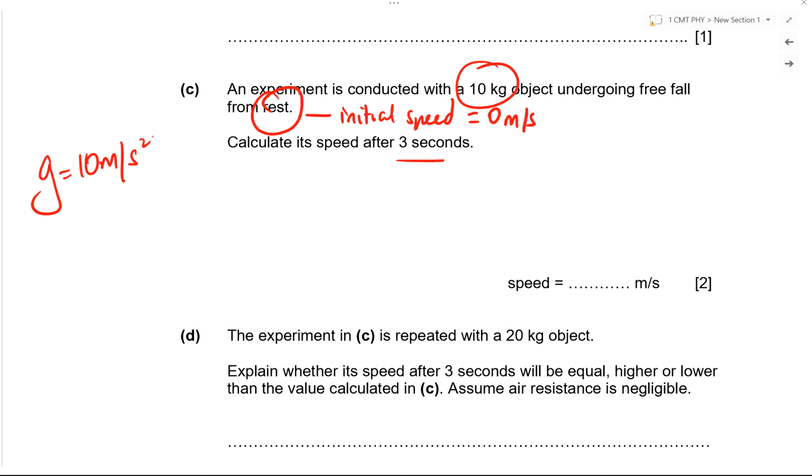So let us try. Instead of a feather, I'm going to use this piece of paper. Instead of a bowling ball, I use my handphone. Of course, I'm not going to use my handphone. I'm going to use the duster. Okay, and I'm going to drop both of them at the same time. You see, the duster reaches the ground first. Because according to what we have learned, they should reach at the same time, isn't it? Doesn't matter about the mass.